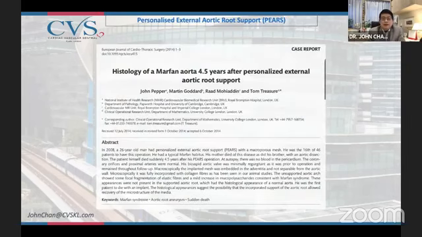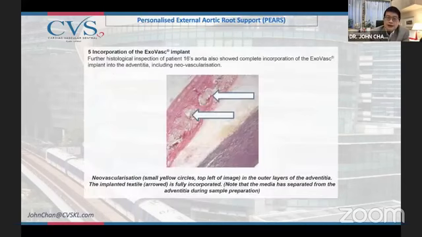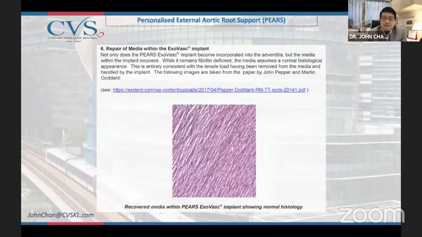So one patient passed away at 4.5 years, and a post-mortem was done. And the interesting thing is that at histology, you can see that this aortic root wrap had become incorporated into the aortic wall and had become part of the structure of the aortic wall. So suggesting to us that the aortic root wrap will over time become part of the aorta and contribute to the strength of the native aorta.